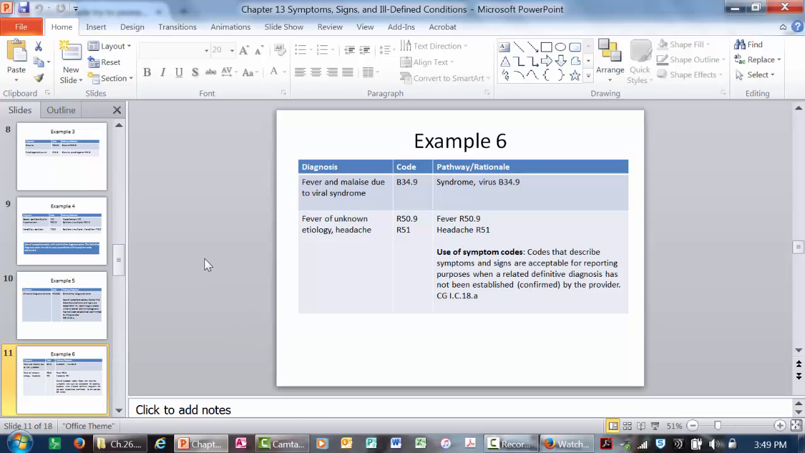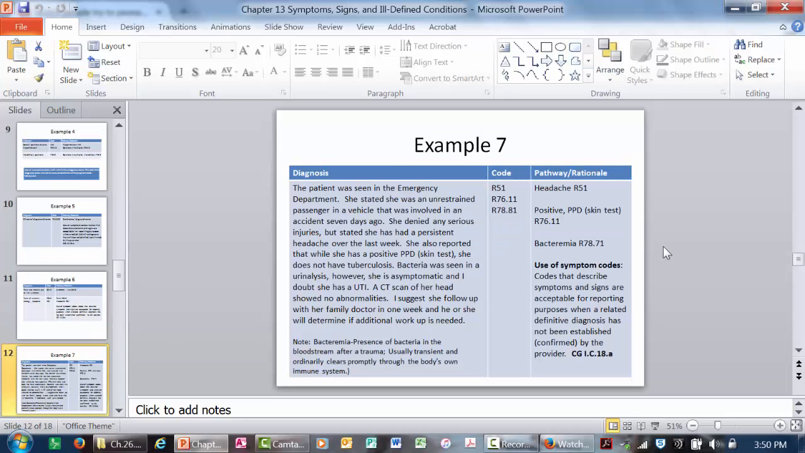Exercise 6, I'm showing the difference if you have information in your diagnostic statement telling you that the fever is due to a viral syndrome. You're going to code the viral syndrome, not the symptoms, because inherent to any viral syndrome oftentimes are fever, malaise, headaches, whatever. But the second line, the fever of unknown etiology and a headache, you're going to code both things as symptoms because it's not been identified if they are related back to a viral syndrome, so they're just symptom codes because we don't know anything more definitive to report.